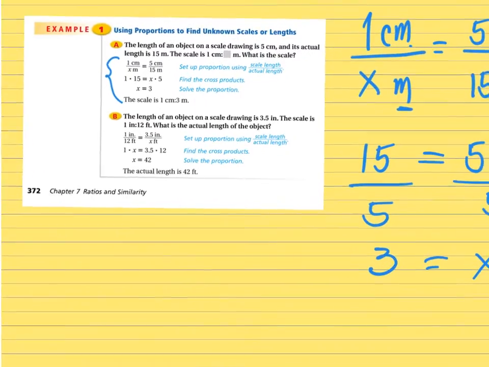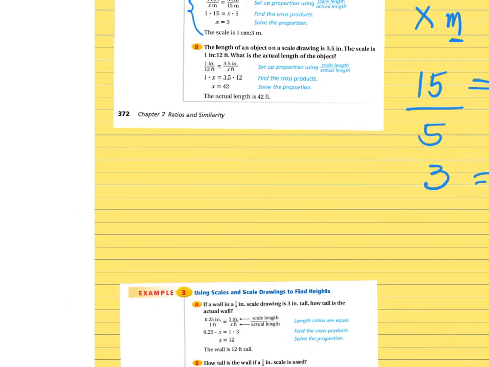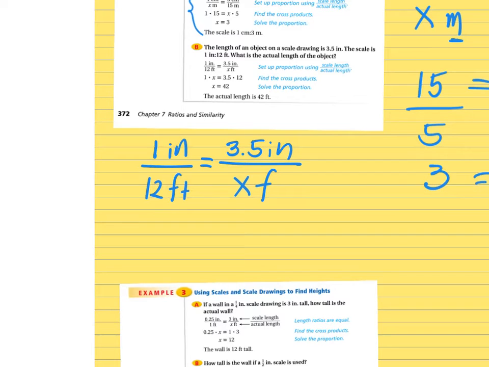Okay, let's do the second one. It will be as simple as the first. It says, the length of an object on a scale drawing is 3.5 inches. The scale is 1 inch equals 12 feet. What is the actual length of the object? In this case, you see it gives us different information with the same idea. 1 inch equals 12 feet. In this case, we know the scale. Now, our drawing is 3.5 inches. The question is, what is the actual size of the figure?